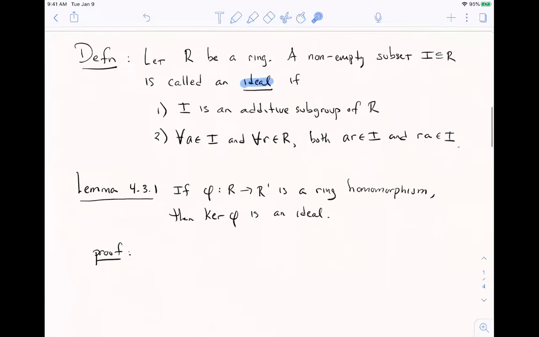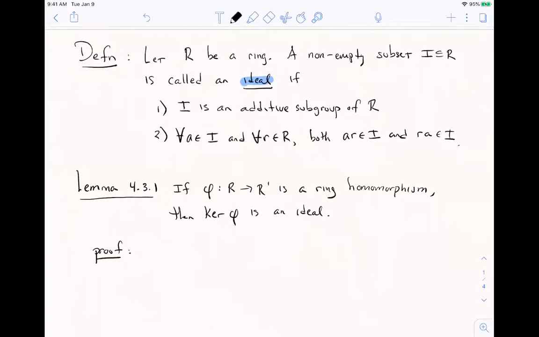Here's our first result of the lecture. It's Lemma 4.3.1 in your book, and it says that if you take a ring homomorphism, its kernel is an ideal. The kernel of a ring homomorphism is an ideal. It's kind of the motivating example of an ideal.